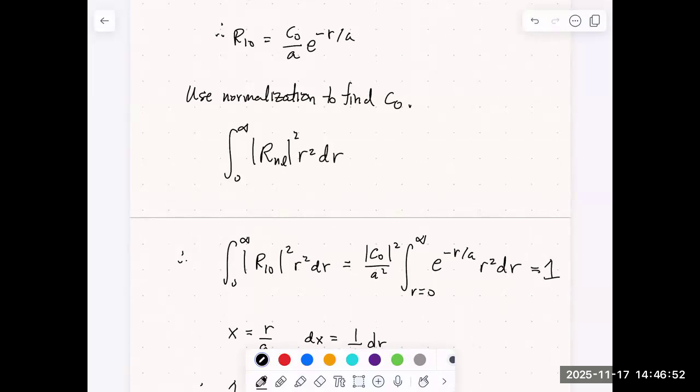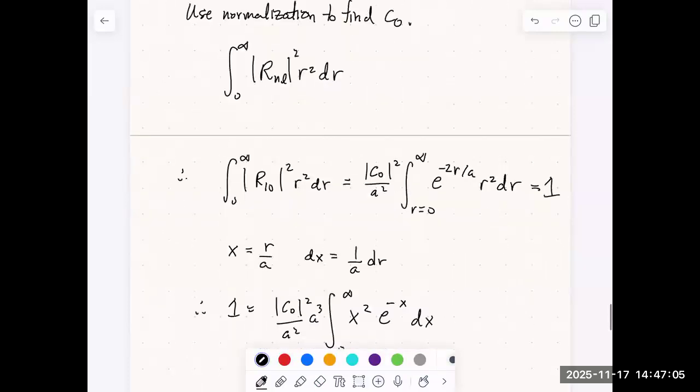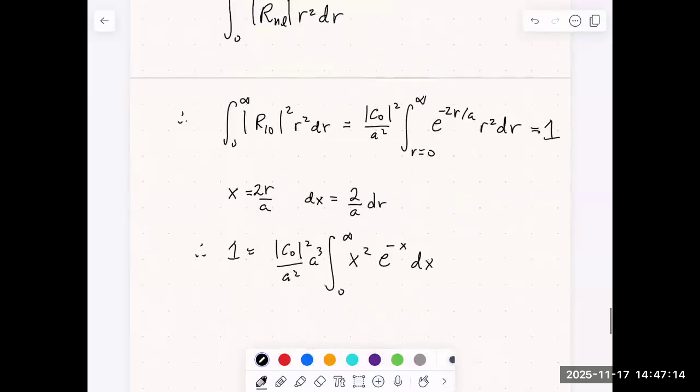We had to square this thing, right? So we got a C0 squared and an A squared. I didn't square the exponential. So let's fix that. I need a -2 here. And then in my substitution, I'd have a 2 here, and I would have a 2 here.